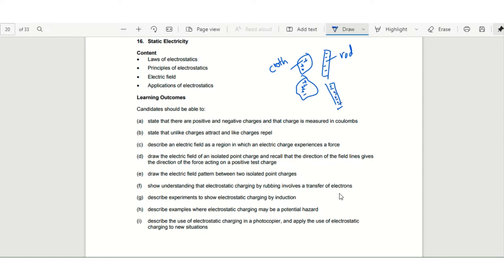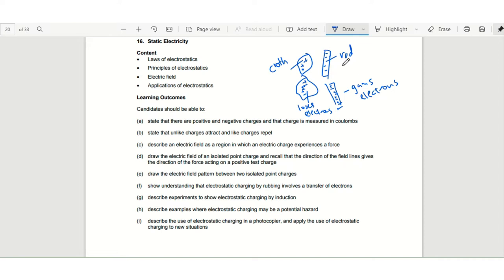So why is it that now the cloth is positively charged and the rod is negatively charged? This is because when you rub, the cloth loses electrons while the rod gains electrons. The one that loses electrons will have more positive charge than negative charge, so it is positively charged. On the other hand, the item that becomes negatively charged has gained electrons, so now it has more electrons than positive charges. Therefore, it becomes negatively charged.